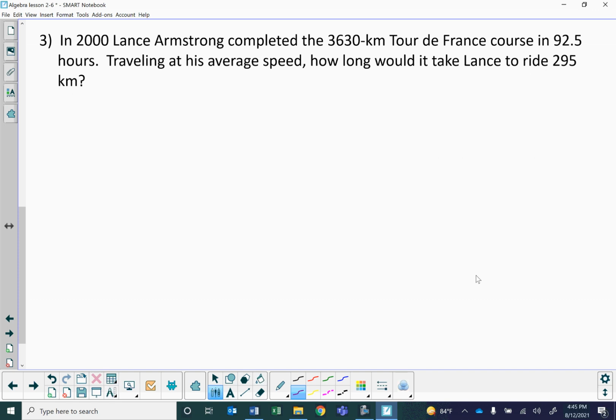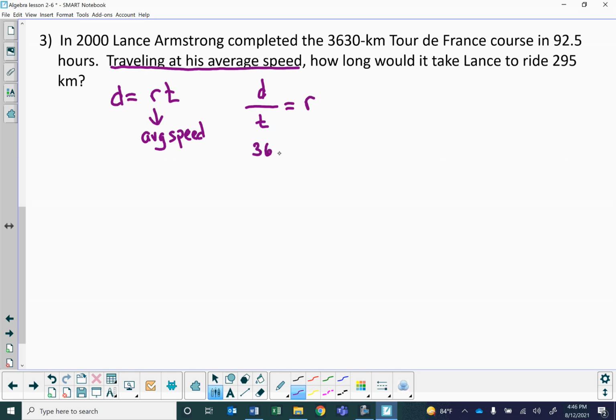Okay, so here, in order to figure this out, we have to figure out what his average speed is because it says traveling at his average speed. Well, his average speed, distance is equal to rate times time. His rate would be what we would call his average speed. So we want to solve this for rate. So if we divide by time, distance divided by time is equal to his rate. So if his distance is 3,630 kilometers, oops, forgot a 3 in there, 3,630 kilometers, and he did it in 92.5 hours.